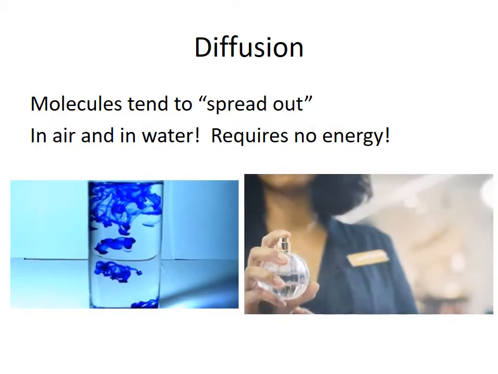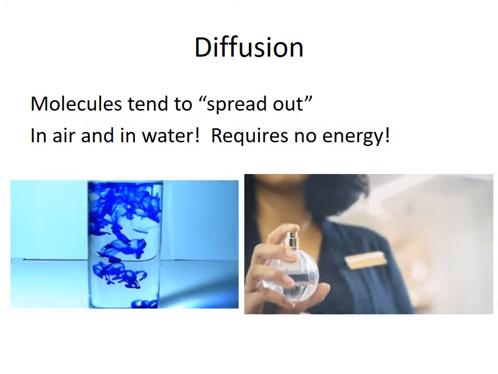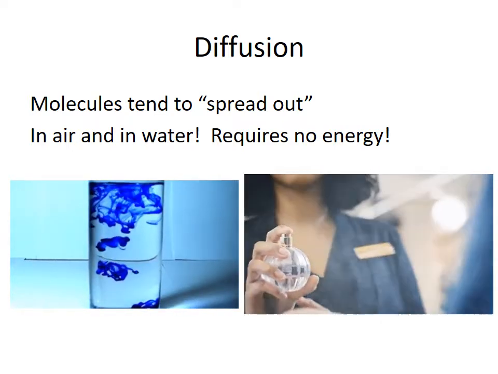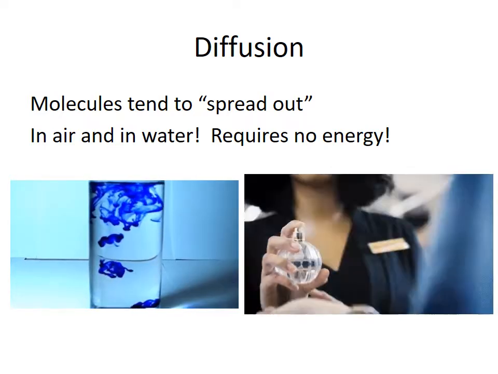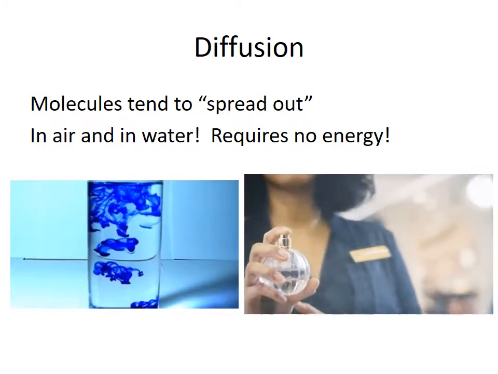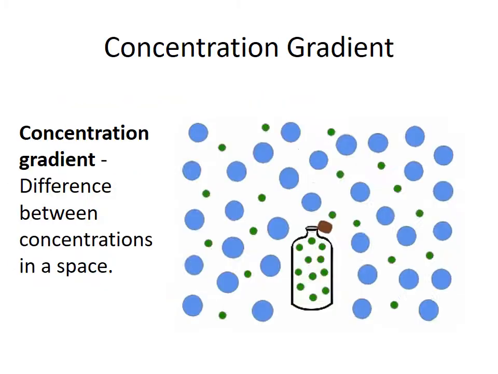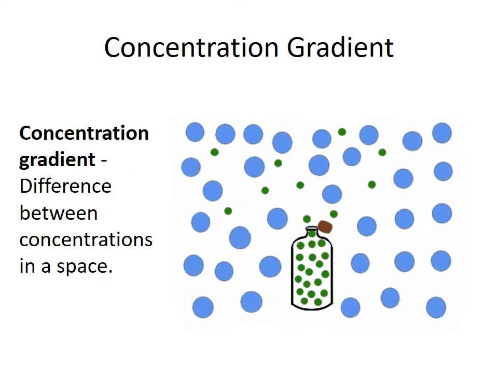Molecules tend to spread out. They're going to always move down the concentration gradient toward areas of lesser concentration. Think of something like food coloring that spreads out in a glass of water, or air freshener that's sprayed in a room. So what is this concentration gradient?